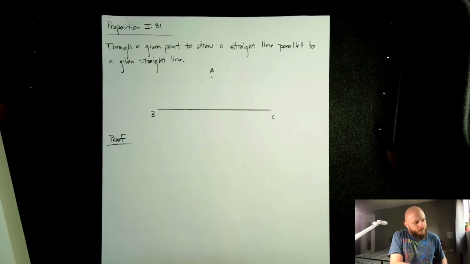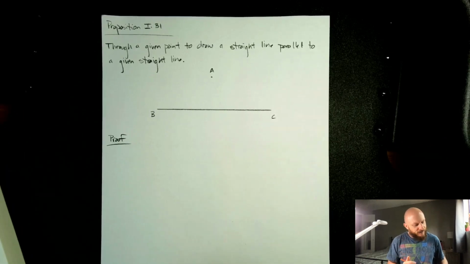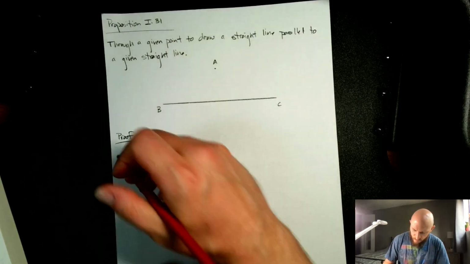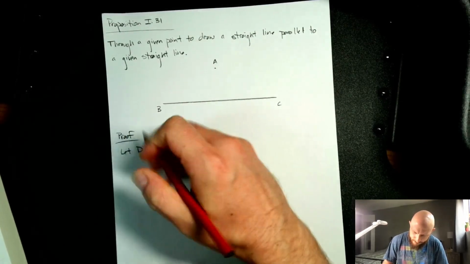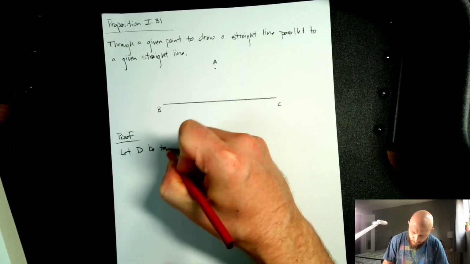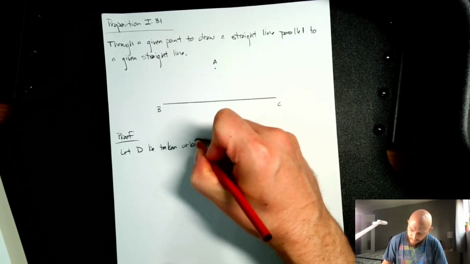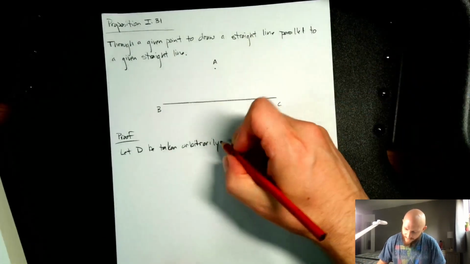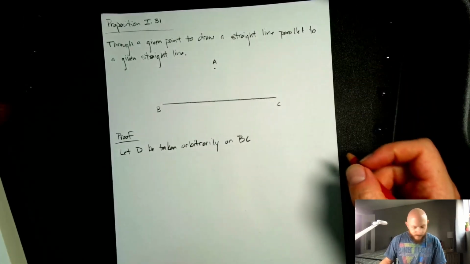All right, and it's a pretty quick construction. It's not terrible. So how shall we do it? We'll say let D be taken arbitrarily on BC, and join AD.